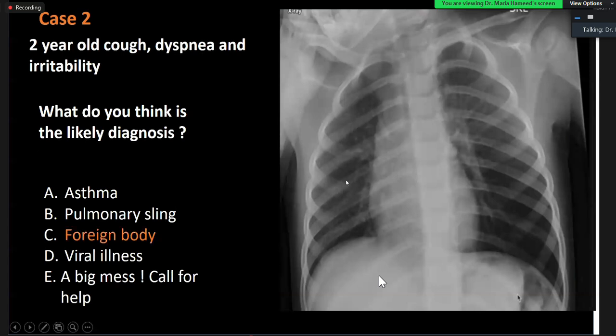Okay, so the right answer is foreign body. So what's going on in this particular X-ray? Did you notice that the patient is rotated? Anybody noticed? So here the patient is rotated. The spinous process has more distance on the left side, so the patient is rotated to the left side. That's why you can expect to see hyperlucency on the left lung.